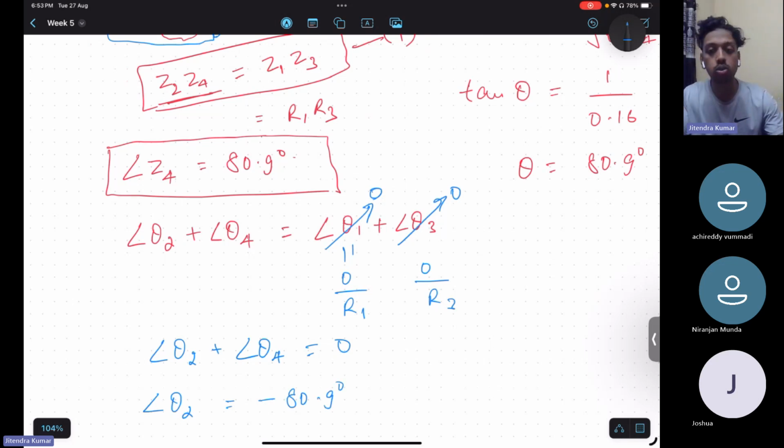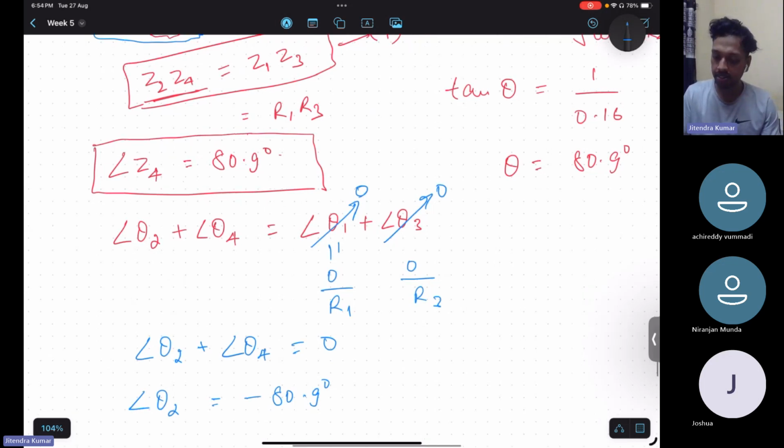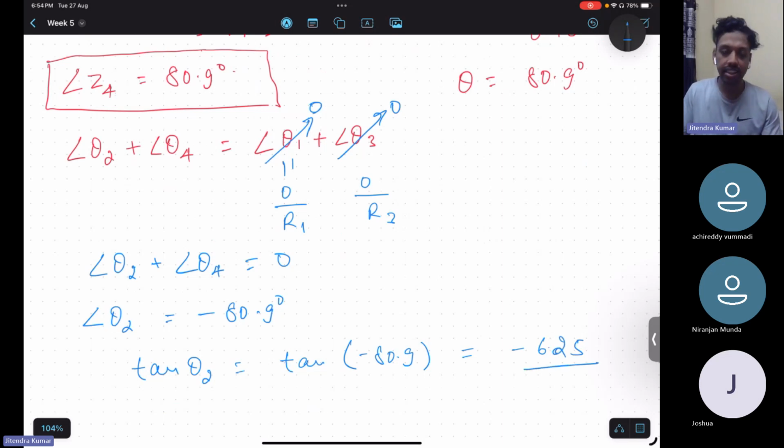So we got to know the theta 2 angle with the help of angle equalization. Now, since we know theta 2, we can directly take tan theta and tell the quality factor. Tan theta 2 is equal to tan of minus 80.9, which is again equal to minus 6.25. The minus sign is nothing in terms of quality factor or dissipation factor, so you can say that it is 6.25.